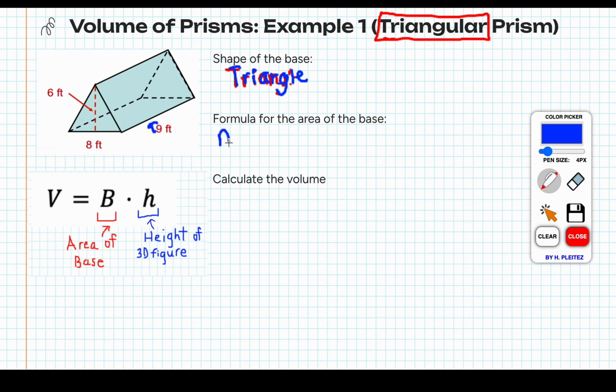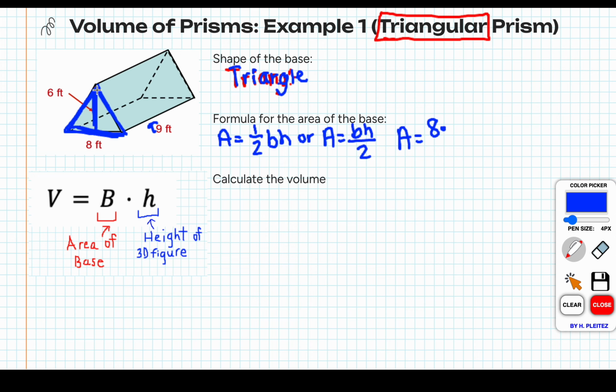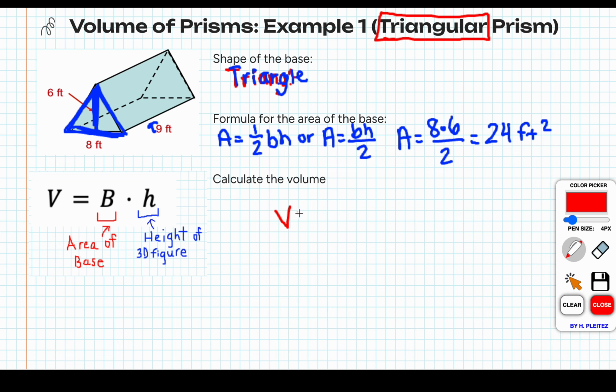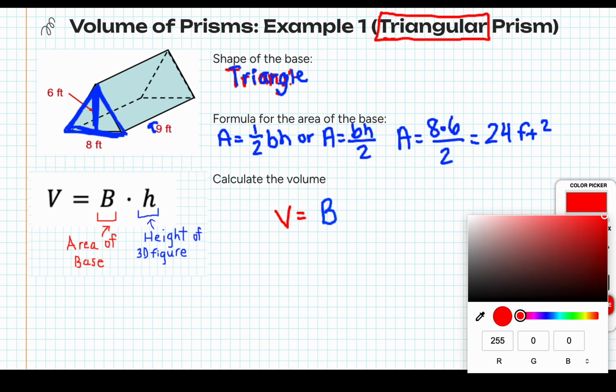Now, to find the area of our triangular base, you're given this formula on your reference sheet. It's 1/2 BH, or another way to think of it is BH over 2, right? Now, if you look at your triangle, and we just highlight our triangle here, the base of our triangle is 8, so A equals 8 times the height of our triangle, which is 6. We divide that by 2, and when we put that in our calculator, we get 24 feet squared. Now, a lot of people get this tripped up because volume is equal to capital B, which is the area of our base that we just found, times our height.